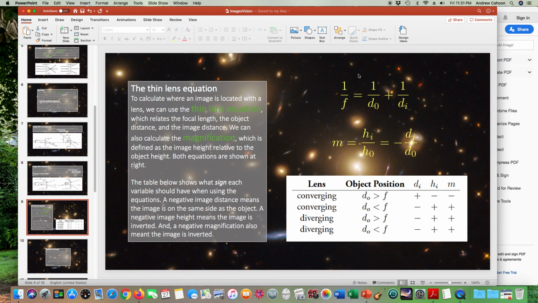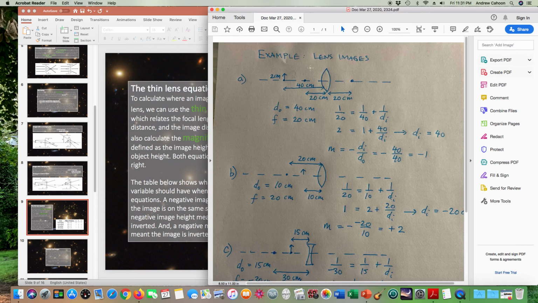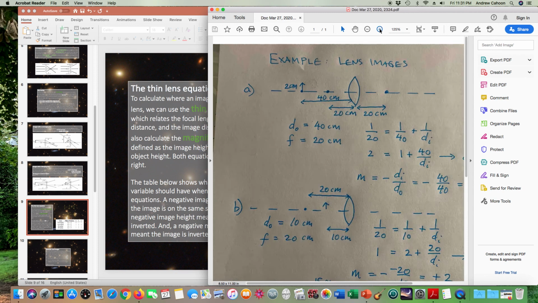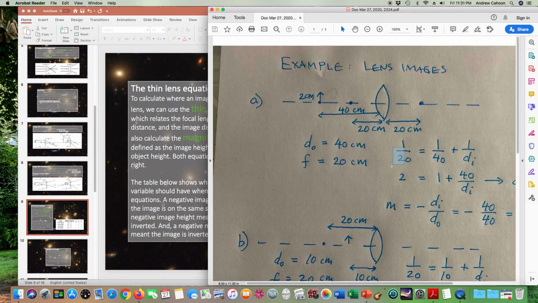Okay, so what happens when we actually plug into this calculation? We're looking here at part A. Here's our object. It's 2 centimeters tall, 40 centimeters away from the lens, and the focal length is 20 centimeters. We have 20 centimeters here, 20 centimeters there. And I usually use a dashed line to represent the optical axis, the line that runs right through the center of the lens.